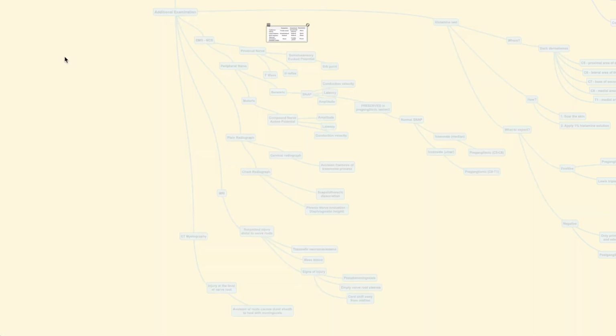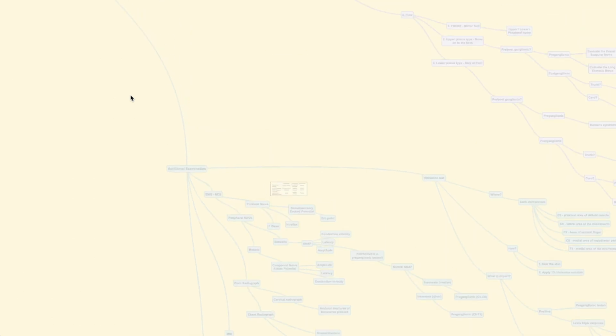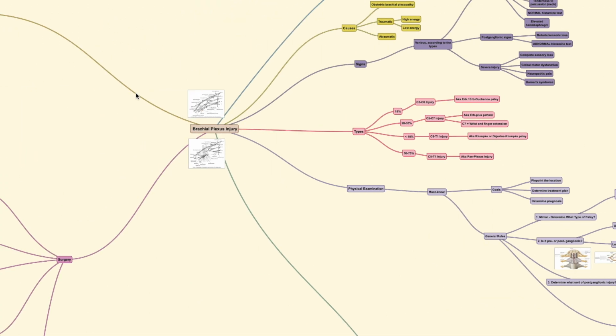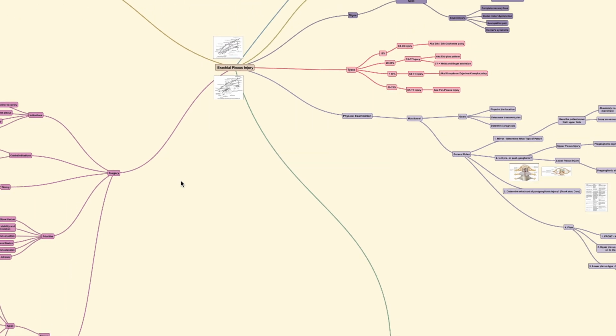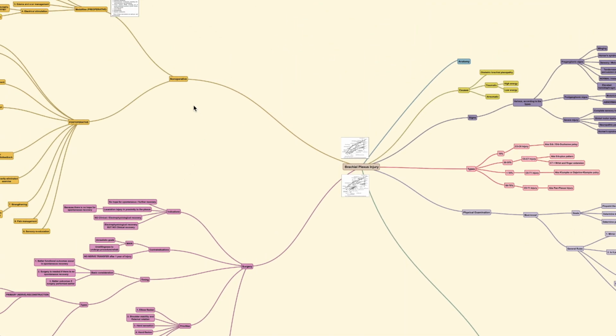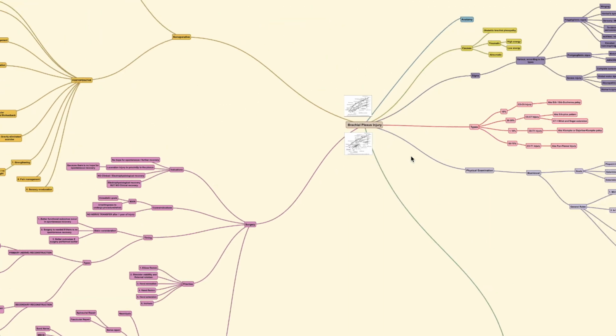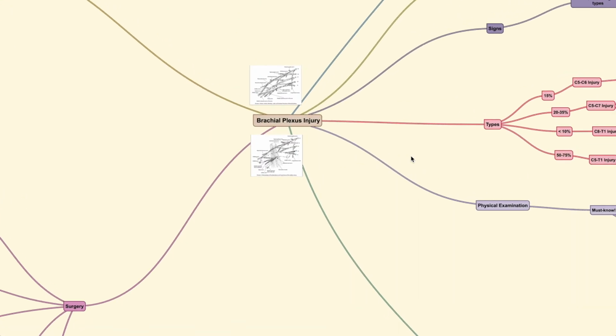I think that would be all for today's discussion regarding the first part of the brachial plexus injury, which is the basics on how to diagnose, how to do a good physical exam. Next video we'll discuss about the non-operative and also operative methods of brachial plexus injury.